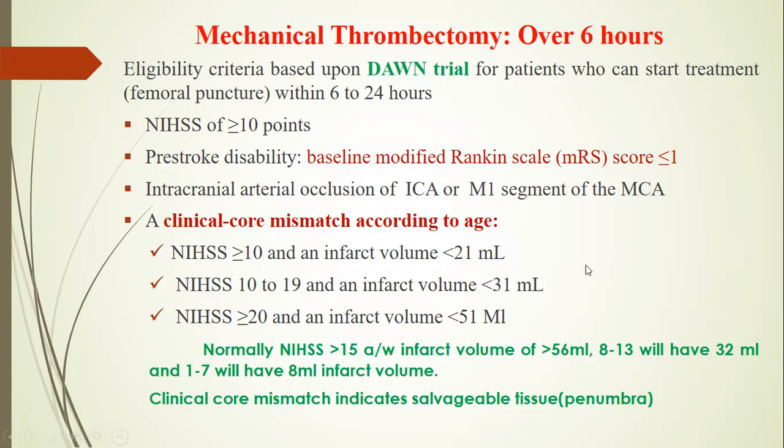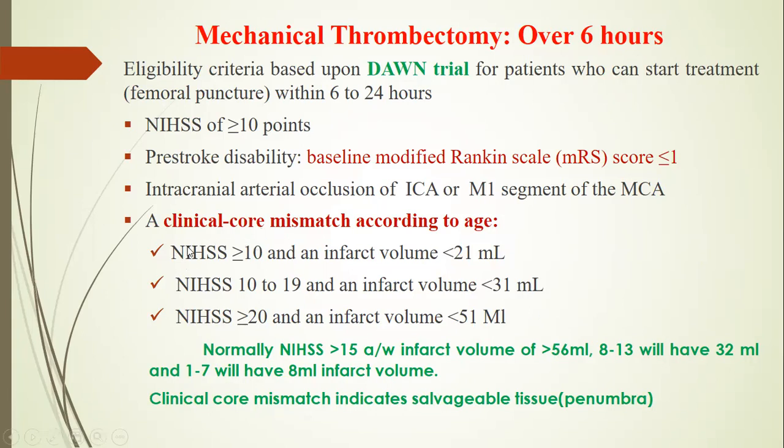Usually, as I have told, if the patient has an NIHSS of 1 to 7, the patient will have about 8 ml of infarct volume. If 8 to 13, 32 ml. With an NIHSS of more than 15, the patient will have 56 ml. They will do a CT perfusion scan.